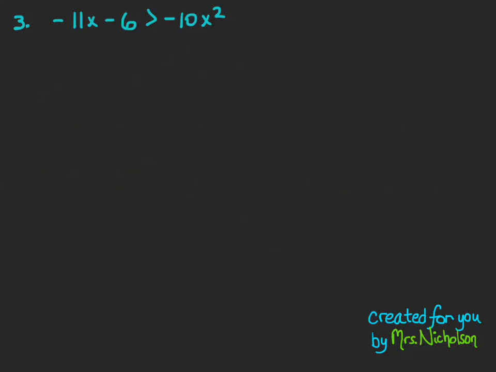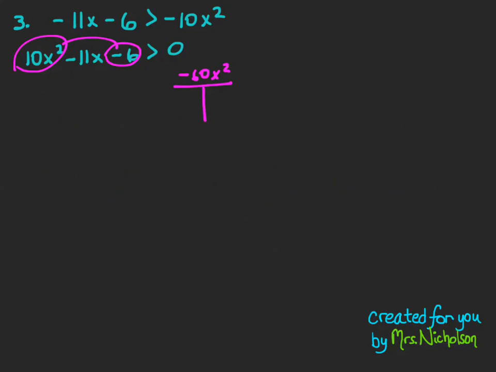Again, I want to start out by getting 0 on one side of the inequality. So I'm going to add 10x squared. Still have -11x minus 6 greater than 0. So now I'm ready to factor. I'm going to multiply my first and last terms, and I get -60x squared. So I'm going to list the factors of 60, and I'm looking for two numbers that are going to subtract to give me 11. Since my 60 is negative, I need to subtract my numbers to get that middle term.